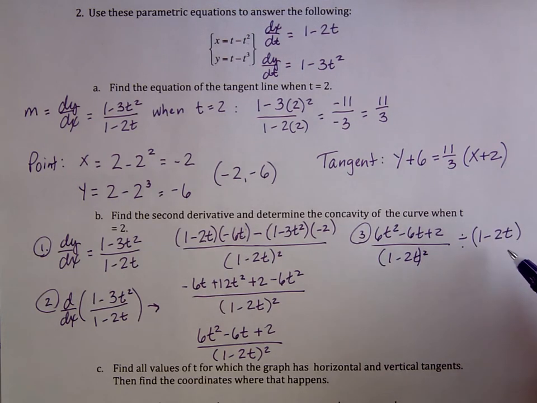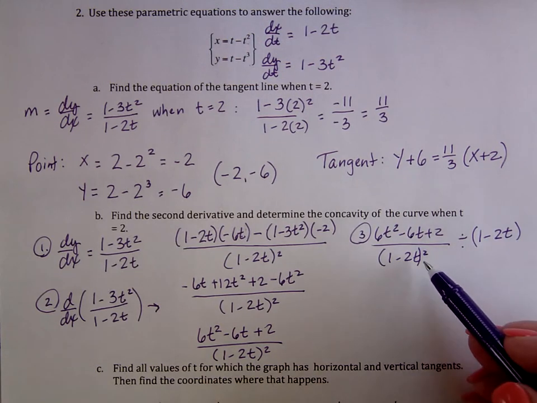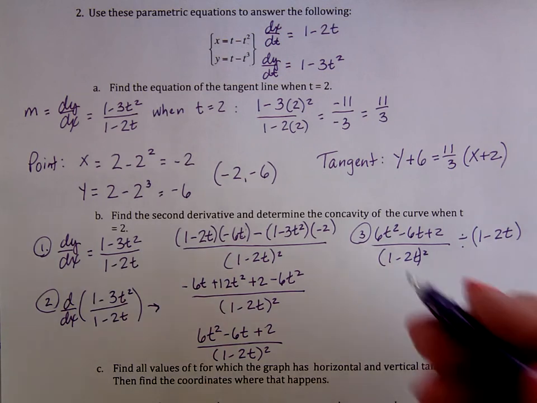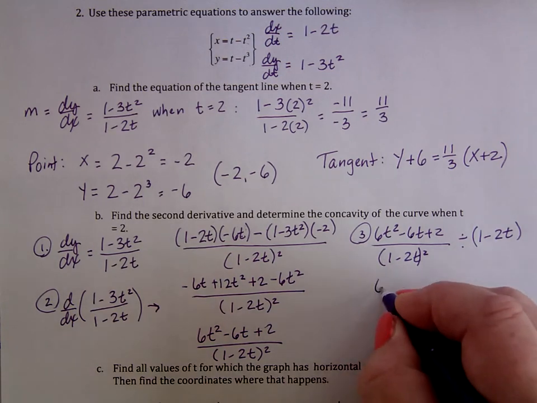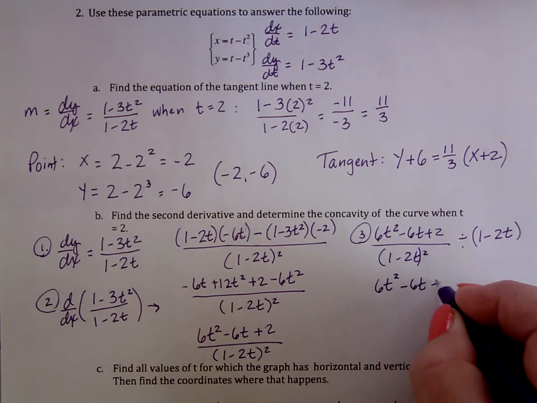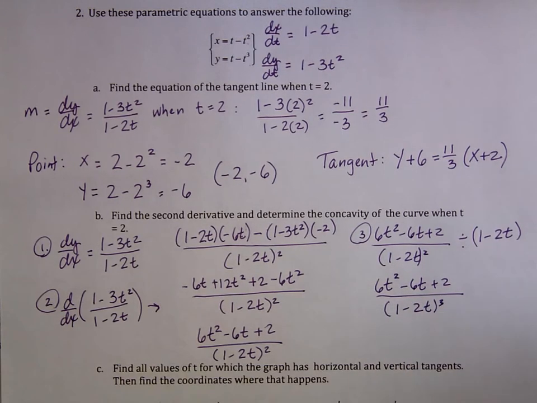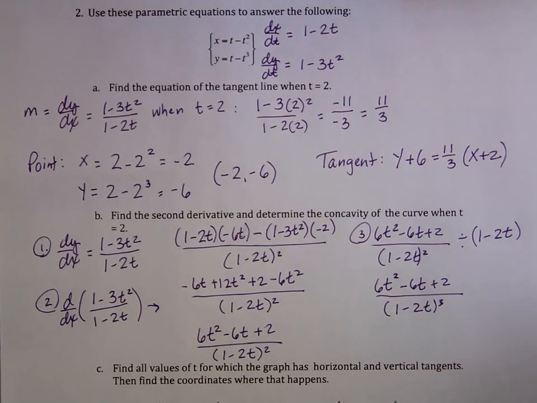Now what's going to happen with that is, if you're dividing by it, you've got to multiply by its reciprocal, and that's going to put it back down here and add one more power to this, because it would be like multiplying by 1 over 1 minus 2t, which adds a whole other grouping to your denominator. So my final answer for my second derivative is 6t squared minus 6t plus 2 over the quantity 1 minus 2t cubed. Now I can figure out what that value actually is because they told me when t equals 2.